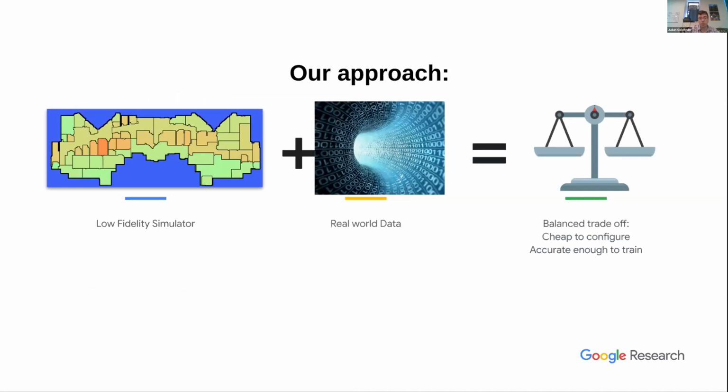Our approach, summarized in this very nice equation here, is to have a low fidelity simulator that's very simple, that can be configured very rapidly to any arbitrary building. We then want to combine that, tune that, configure that with real world data. The trade-off is that this should be easy to configure because it's not necessarily the highest fidelity, but because we're using real world data to increase its accuracy, to tune it to the real world, it should be accurate enough to produce something useful.